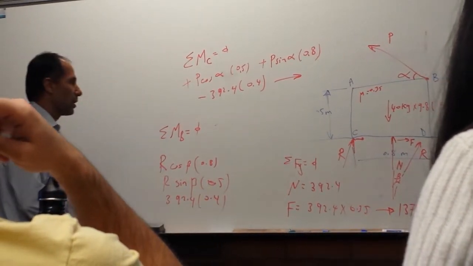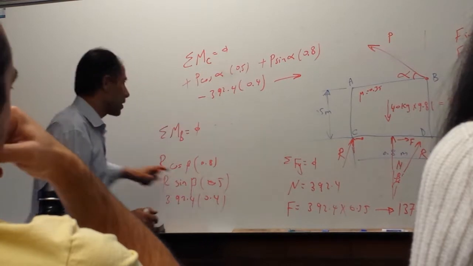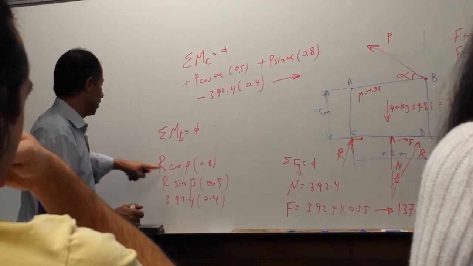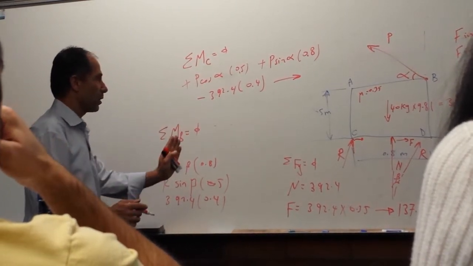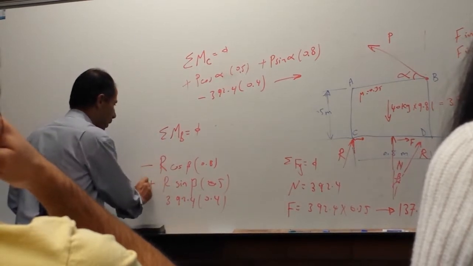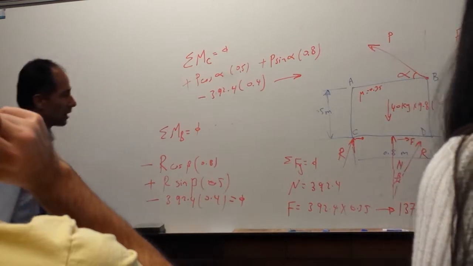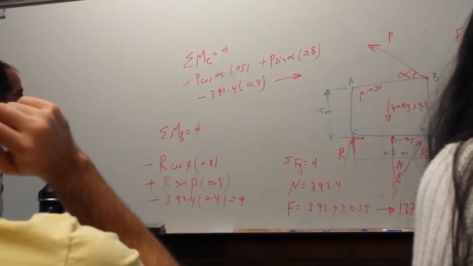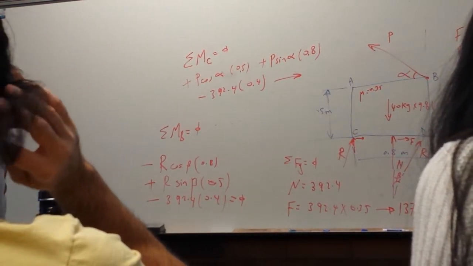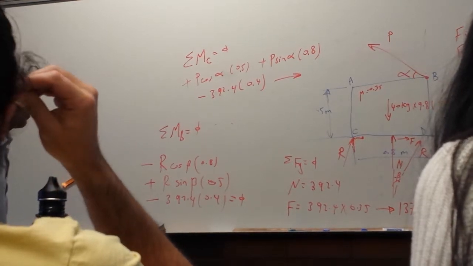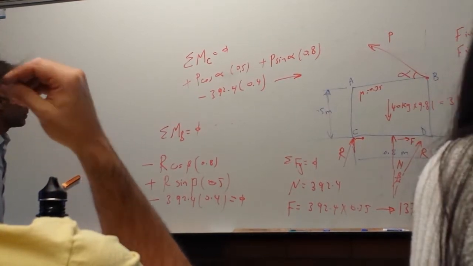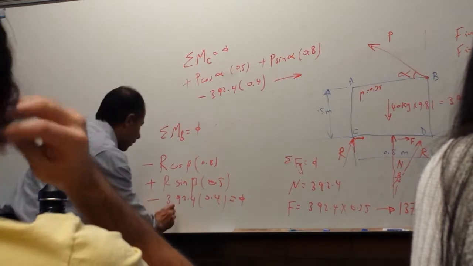Let's look at direction. This one is positive, the cosine beta is going to be negative. This is positive, this is negative, equals 0. Agree? Doesn't the 392 produce a moment? Yeah, it's positive. You're right. 392 times 0.4. From here you get the value of R. What is R from this equation?